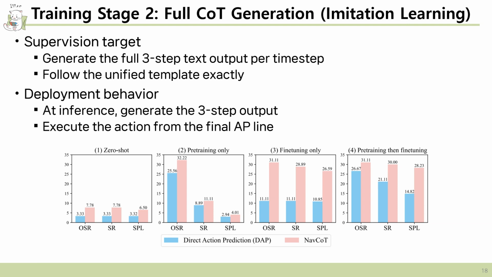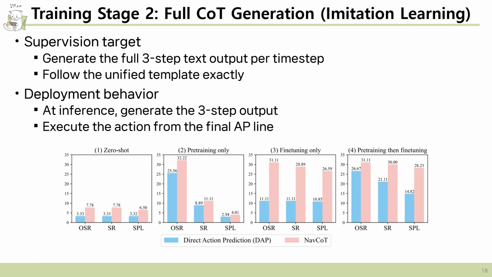Stage 2 is full COT generation with imagination learning. Here the supervision target is the full three-step text output at each time step. The model must follow the exact template, so the input is still the same instruction, options, and history, but now the output is the complete structure: imagination, filtered option, and action. At inference time, they do the same thing. The model generates the three lines, and they execute the action from the final AP line.